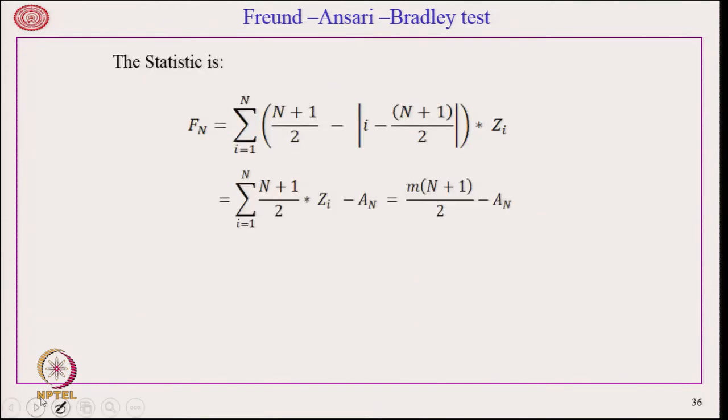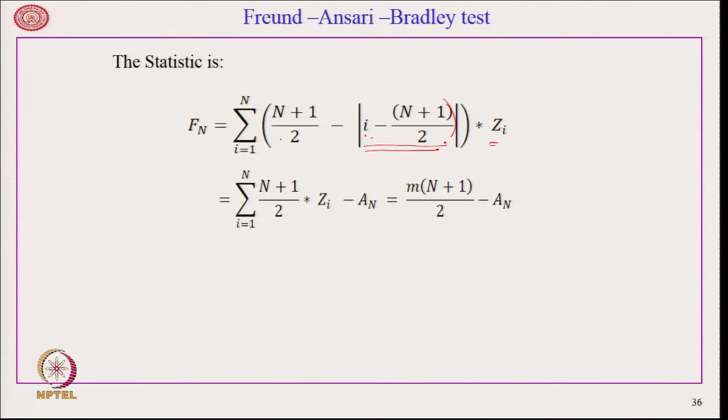Now, the statistic is the sum of (N plus 1) by 2 minus the modulus of i minus (N plus 1) by 2, whole thing multiplied by zi. Therefore, you understand that for the extreme values, the modulus term is high, and as I am subtracting it from (N plus 1) by 2, this value is going to be small. On the other hand, for the central values, suppose N is odd, then for the most central value, i is going to be (N plus 1) by 2, therefore this whole thing is going to be 0, and it will get the weight (N plus 1) by 2. I hope the concept is clear.